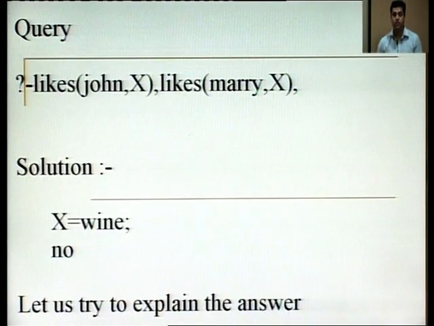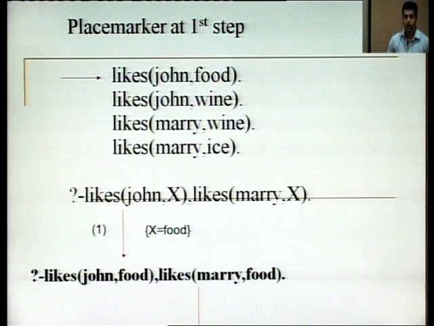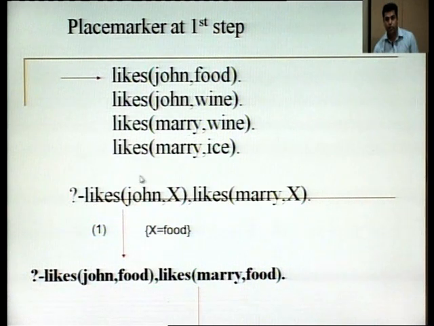Now, how did this answer come? Let's see. When the search starts for this fact, whenever there are a number of subgoals, the complete thing is known as a goal. There are two subgoals, likes John comma X and likes Mary comma X, and the execution always starts from the left-hand side. That's why we will take the first subgoal, it will match with the first fact, and this is the place marker.